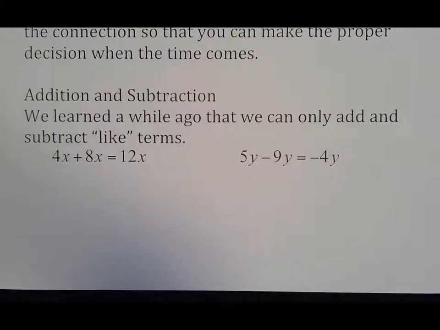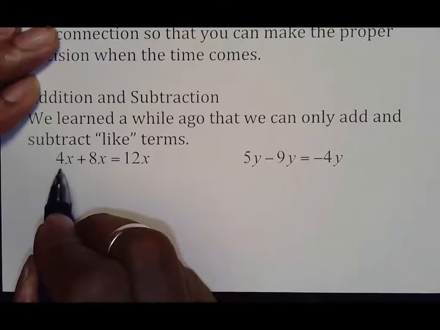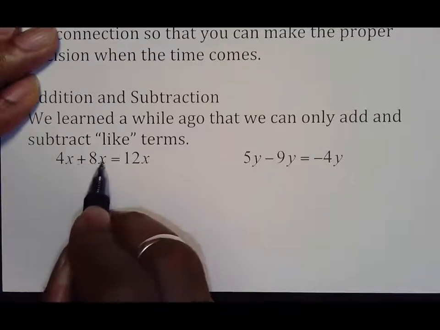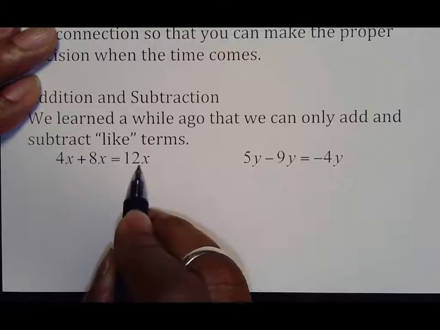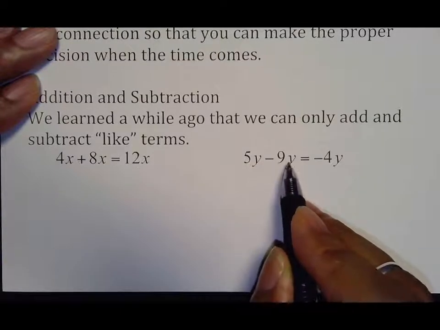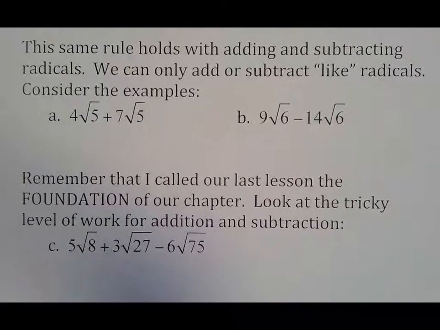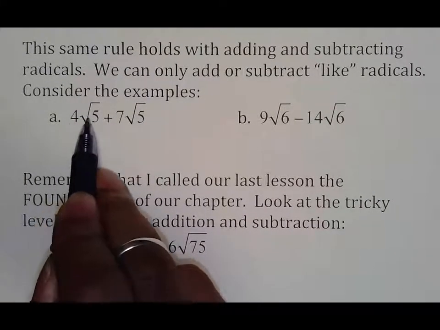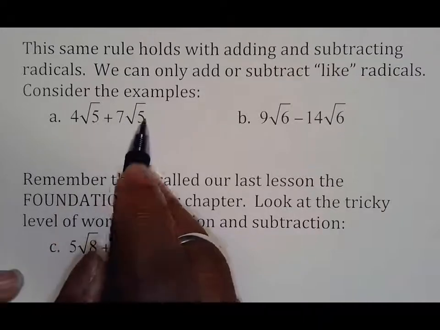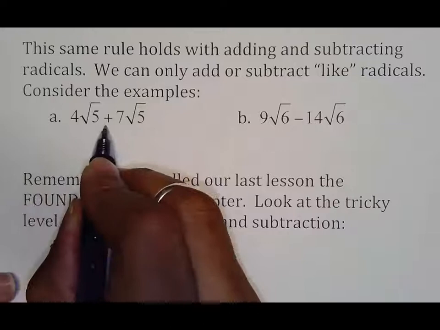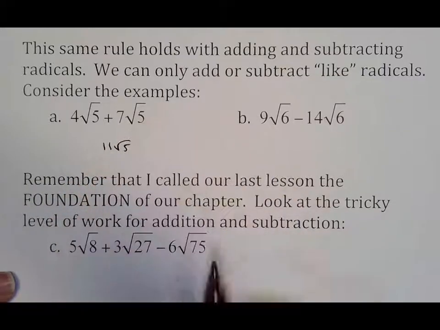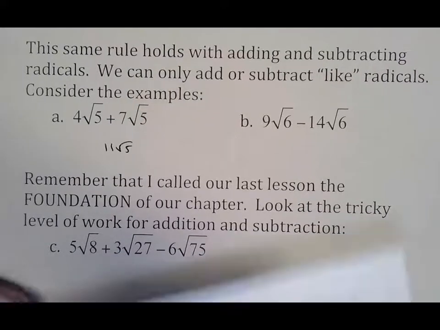But before we get to that, let's look at addition, subtraction in general. We learned a while ago we can only add or subtract like terms. So what that means is you can only put 4x and 8x together because they both have an x on it, and that makes 12x. Just like you can subtract 5y minus 9y to get negative 4y. The same holds for adding and subtracting radicals. You can only add or subtract like radicals. Again, imagine this is like an x. That would be like 4x plus 7x because the root 5s are the same, and you can add them. That would be 4 root 5s and 7 root 5s, which makes 11 root 5s. You do not change that 5 into a 10, and that is why I used this as your example.